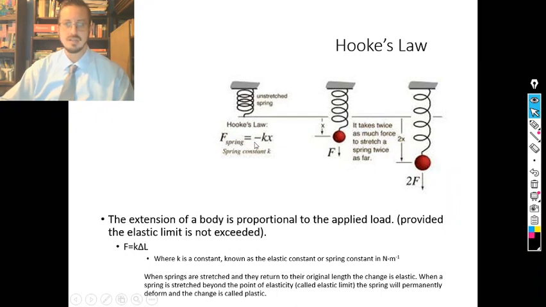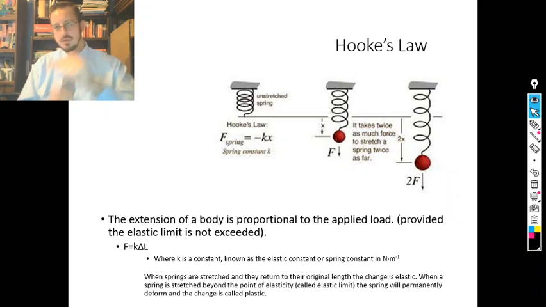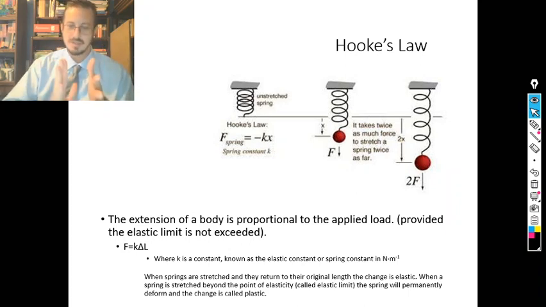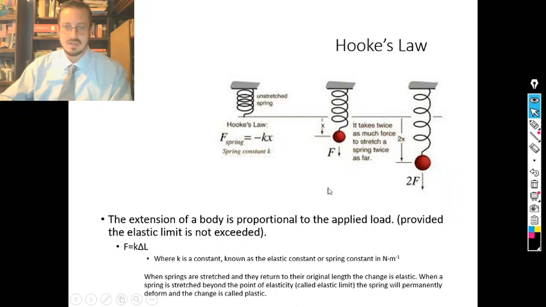The negative sign here just indicates that if you stretch a spring out, the force is always opposing the direction of the displacement. So if you compress a spring, if you push the displacement this way to compress the spring, well, the force wants to oppose it and act against it. So K is a constant known as the elastic constant or the spring constant, and it's measured in newtons per meter. When springs are stretched and they return to their original length, we call that change elastic.